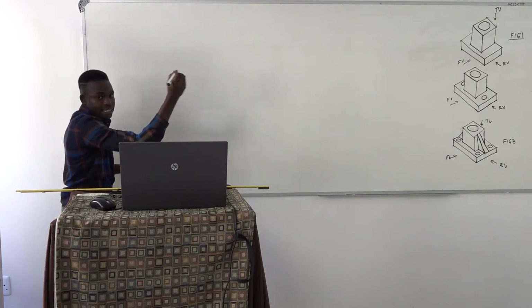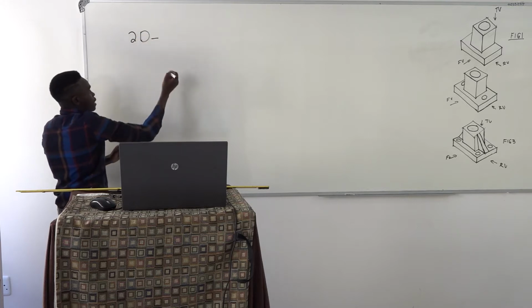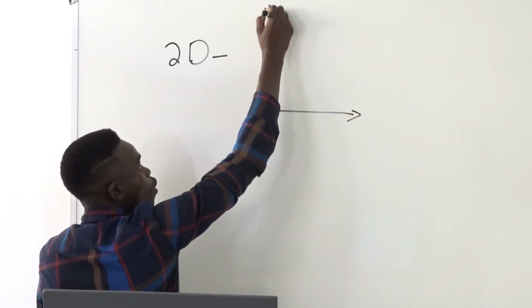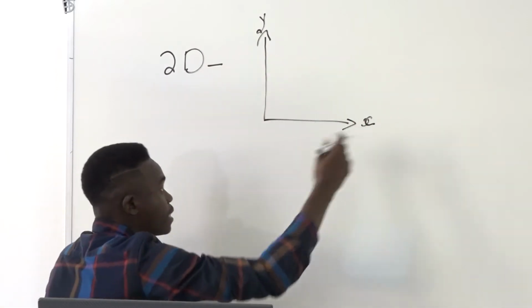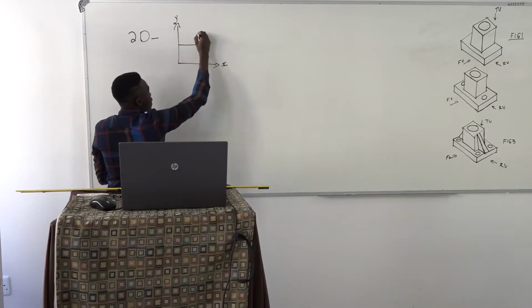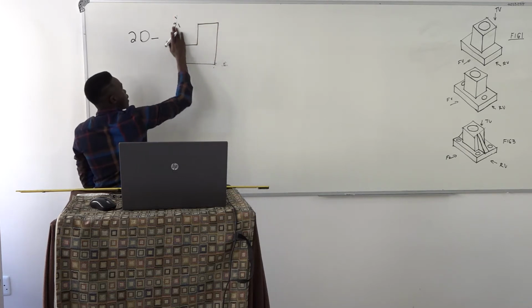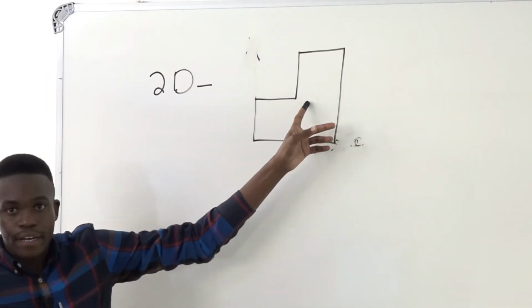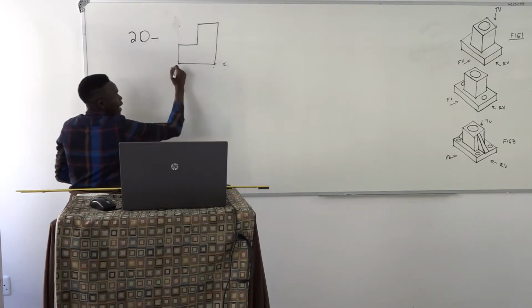The difference between two-dimensional and three-dimensional looks like this. This is two-dimensional. You look at your Cartesian plane, you get your y-axis and your x-axis. From this particular plane, I can draw a figure. Let me show you an example. Now, this is called a 2D figure, a two-dimensional figure. The reason being, it's represented along Y and X.